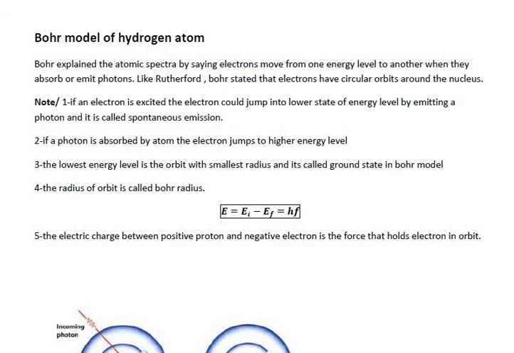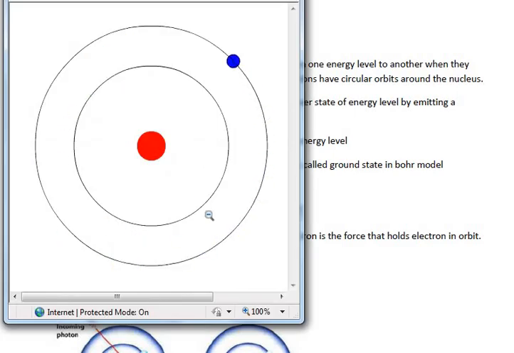So every electron wants to get rid of that extra energy that it has, to return back to its original state. The second one says if a photon is absorbed by an atom, the electron jumps to a higher energy level. As we saw before, here the electron absorbed energy and it jumped to a higher state because of that extra energy, but after a while it loses that extra energy because it wants to return back to its original position. After losing that energy, it returns back to its original energy state.